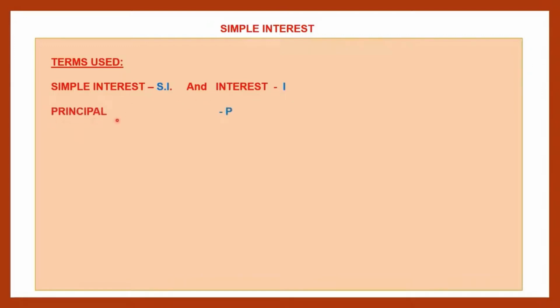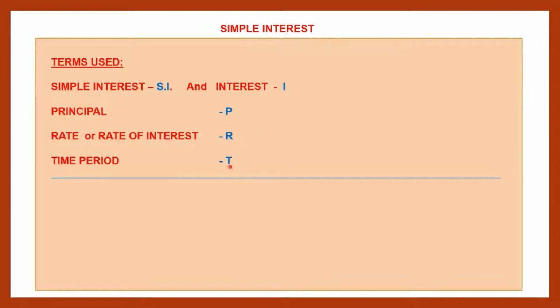Then we have principal, where we are going to use the letter P, rate or rate of interest, the letter R, and time period, the letter T. So these are the four terms that we are going to use in simple interest: simple interest, then principal, rate, and time period. Now we are going to find out the formulae based on these terms.